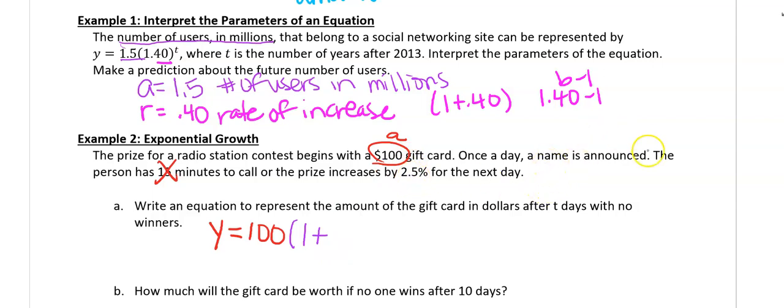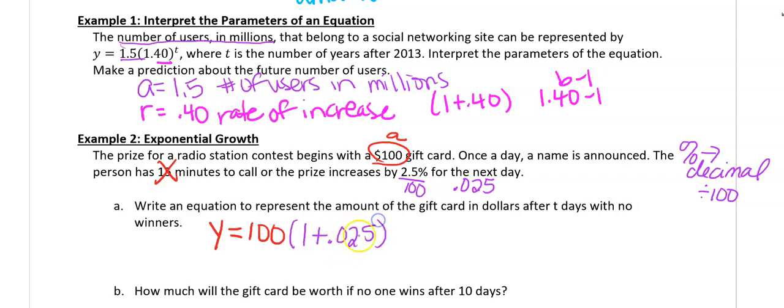So to change a percent to a decimal, we divide by 100. So that 2.5 divided by 100 is 0.025. It's really important you do that. 0.025. It's like 2 cents. It's 2.5 cents of a dollar. To the T value. So that's part of our function. The T is part of our equation.